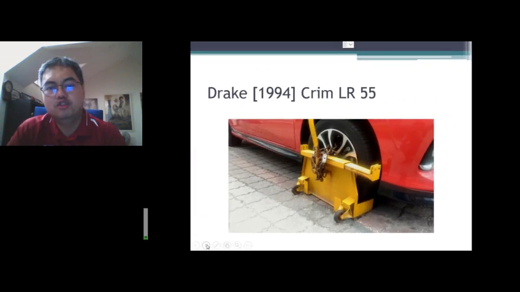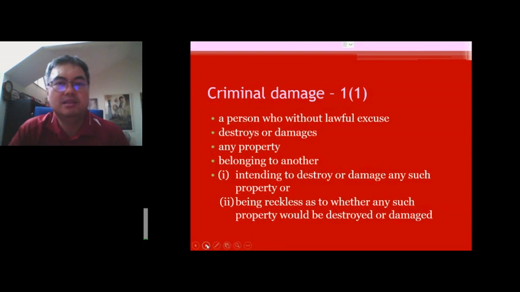There's an interesting case of Drake, though, about whether clamping a person's car tyre can be considered criminal damage, because the usefulness of the car has been impaired, not permanently, but temporarily. However, in this case, the court held that it does not amount to criminal damage because the clamp can be easily removed. Compare that with the case of Hartman, where effort and money must be used in order to wash off what the accused has painted. Here, the clamp can be removed very easily, so the car was not considered to be damaged.